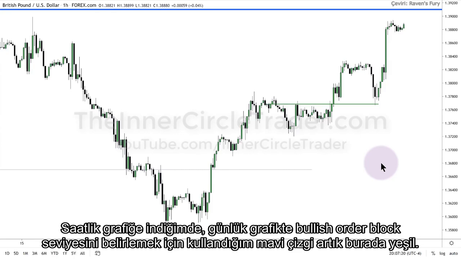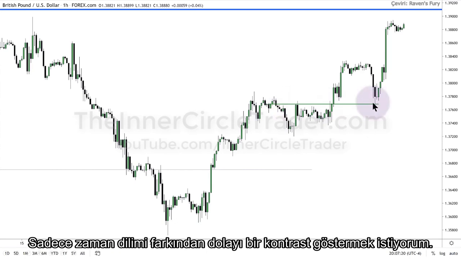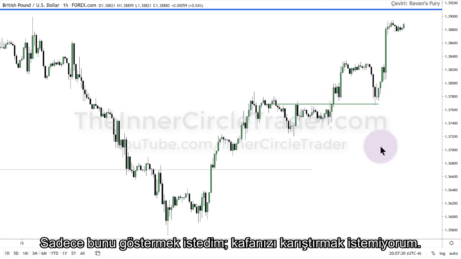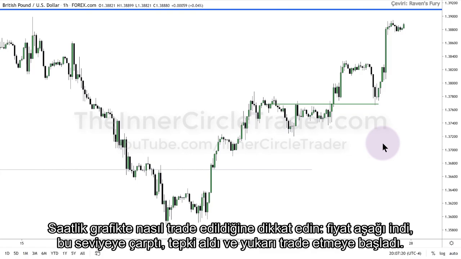Dropping down to an hourly chart, that blue line I used on the daily chart to identify the bullish order block level is now green here. I don't want to trip you up. I just want to have a contrast because of the time frame. This level is that same bullish order block level on the daily, just transposed to the hourly chart.